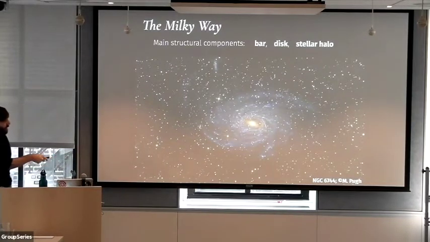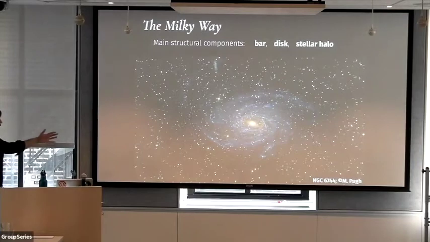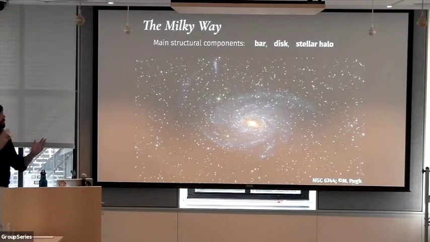Then there's the disk, which is where most of the stellar mass is in the Milky Way. And then the thing that you can't see here is the much more diffuse stellar halo, which essentially goes to the edge of the galaxy. It's much lower density on average and contains mostly accreted material from other galaxies that have merged with the Milky Way. Is that a dwarf at the end of that arm?